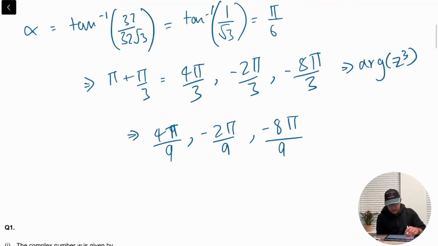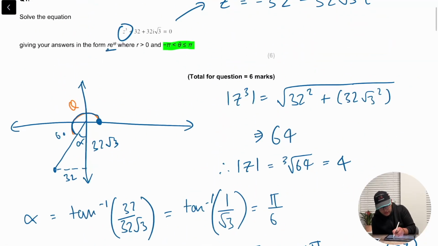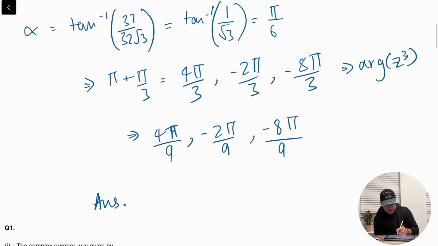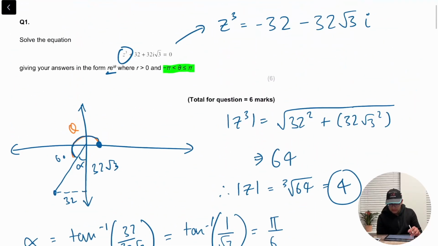So, just to formally write the answer down in the modulus argument form as required here, r e to the i theta, we've already worked out the modulus, and these three are going to be the arguments. So it's going to be 4e to the 4 pi over 9 i, 4e to the minus 2 pi over 9 i, and 4e to the minus 8 pi over 9 i. Cool. So not too bad, just a very standard complex number question.